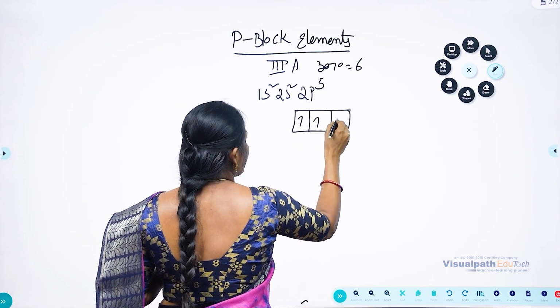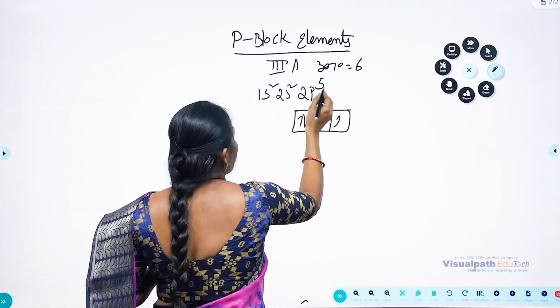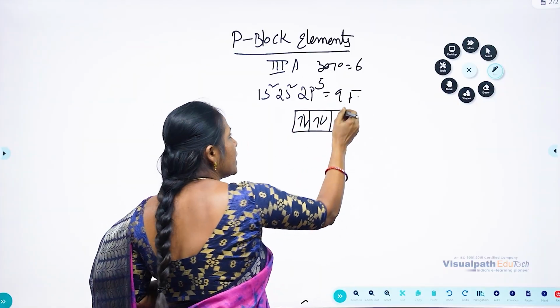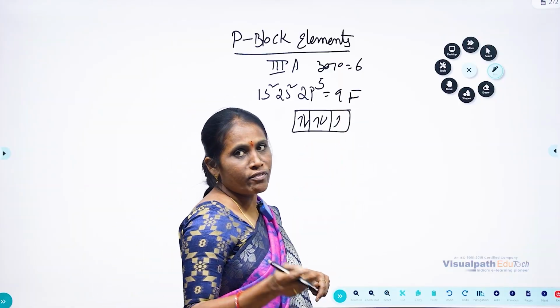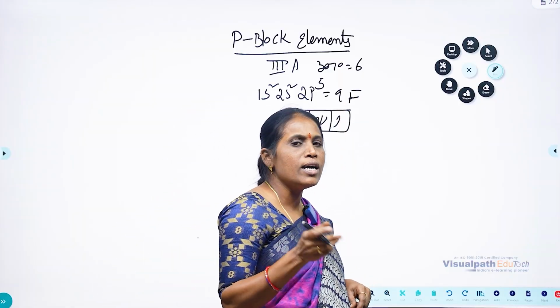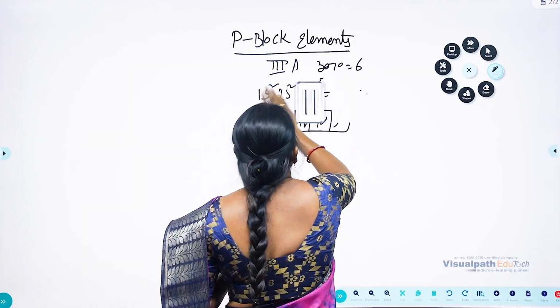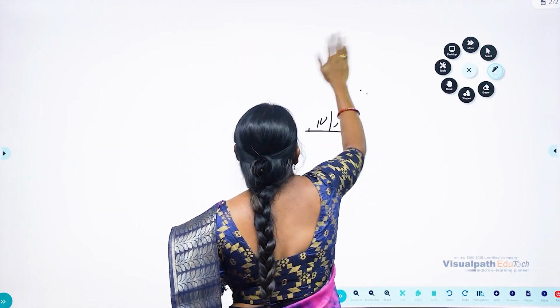1, 2, 3, 4, 5. So here the atomic number is 9, which means it is the fluorine atom. The fluorine atom comes under the p block elements. When the differentiating electron enters the p subshell, it is known as a p block element. So now we discuss the p block elements.